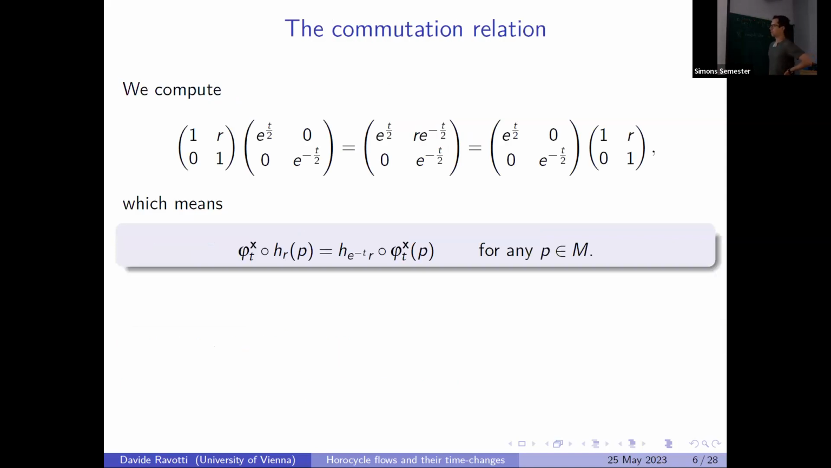And now comes one of the key observations, a commutation, in quotes, relation between horocycle and geodesic flow. I'll start by just doing a matrix computation. If I take this matrix and I multiply by this diagonal matrix, I get this matrix here in the middle, and I notice that I can rewrite this matrix as the same diagonal matrix.